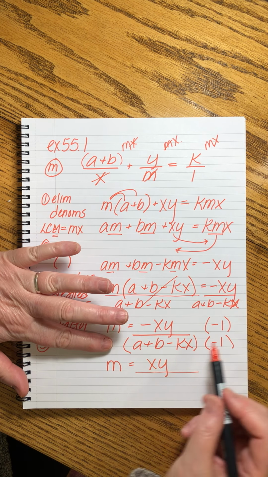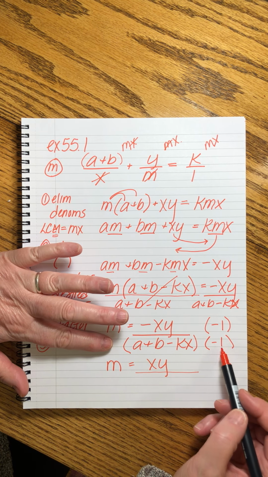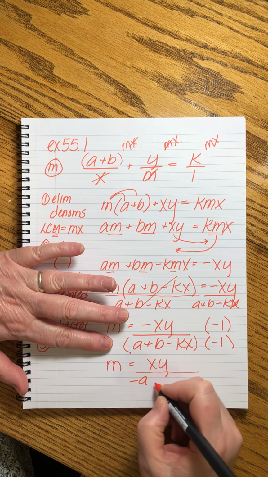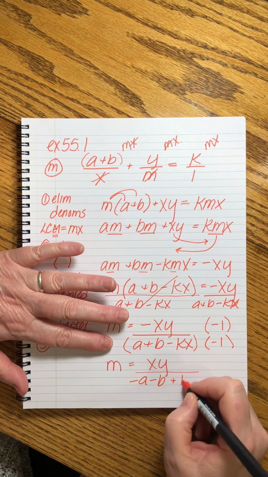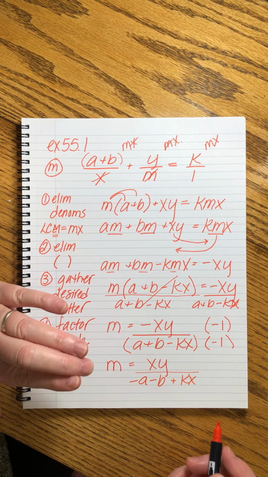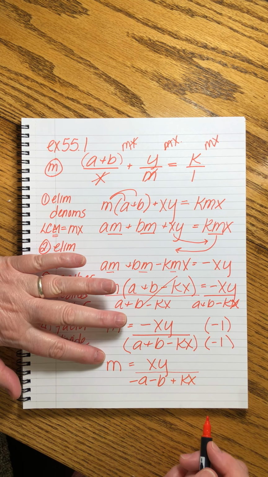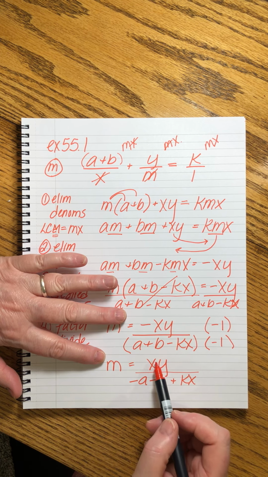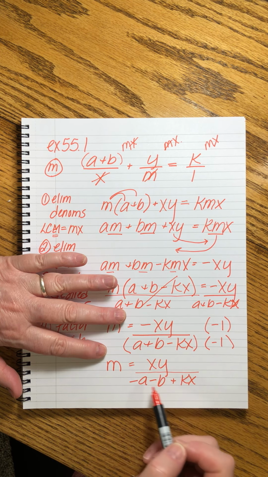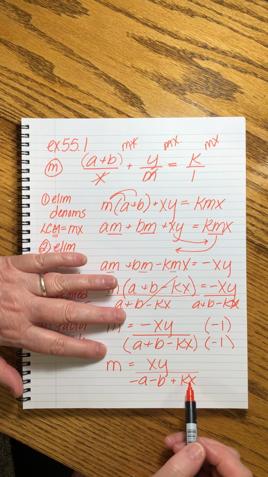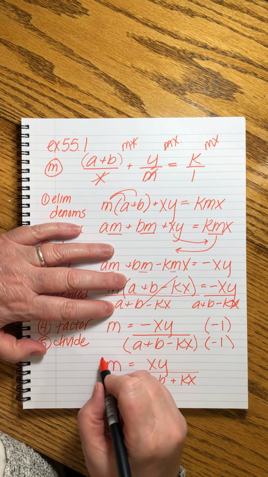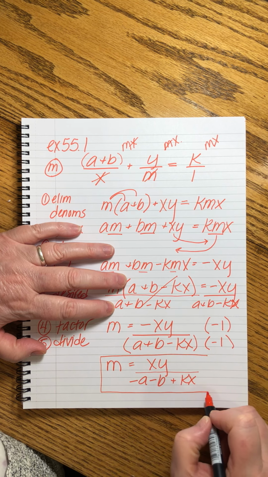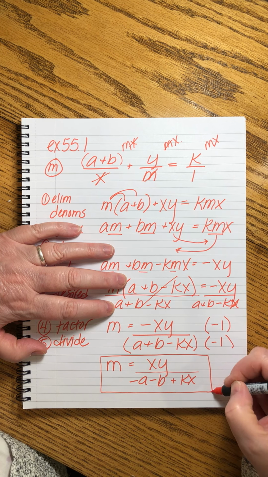But I have to multiply top and bottom, so that means I have to change all these signs down here. So it's minus A minus B plus KX. For reasons I can't readily articulate, minus signs down here are not as annoying. The minus sign up here was really ugly and annoying. So I'd rather put up with this than that. This then is my final answer. Pretty sure John does this too.